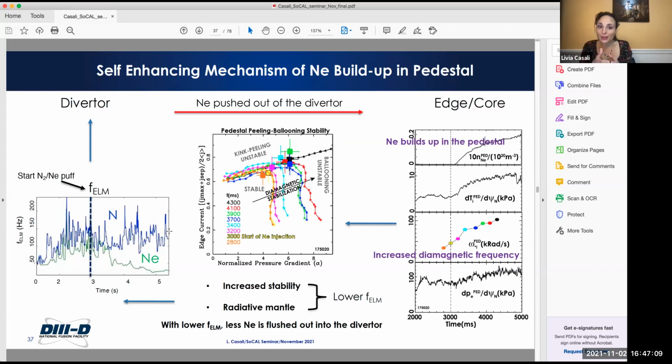Now, this is exactly the reason why operation with neon in tungsten machines of a medium size is very difficult. And this is also the cause for tungsten accumulation in tungsten machines. Here, because we have a carbon machine, we are actually able to see all this evolution of the profiles, and in this case we don't encounter collapse by radiation, but this is exactly what happens instead if we are in a tungsten machine.